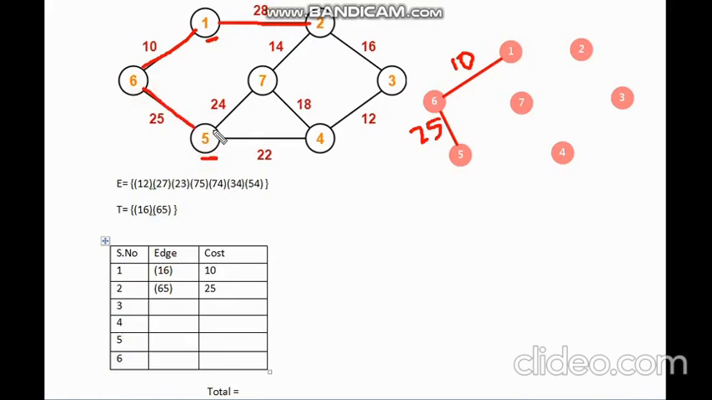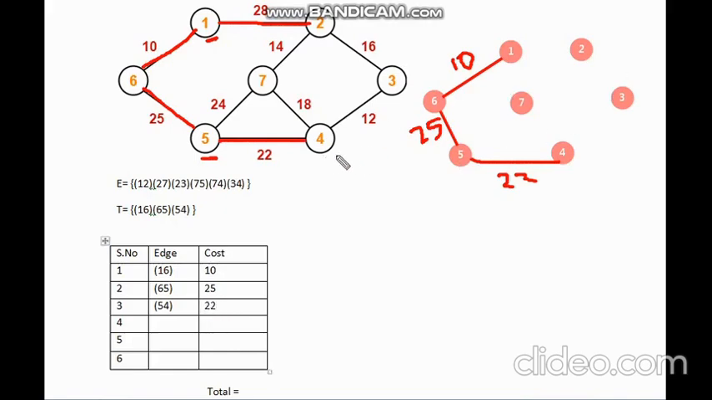Okay, now I am at 5. From 5 I have 5 to 7 with 24, 5 to 4 with 22, and 1 to 2 with 28. Which is the least? 28, 24, 22. 22 is the least, right? Hence 5 to 4 is the least cost with 22. So here 5 to 4 is not forming a cycle, hence I am removing it from E and adding it in T, and I am taking 5 4 as the third edge with 22 cost.